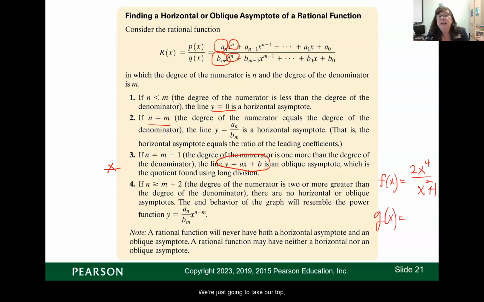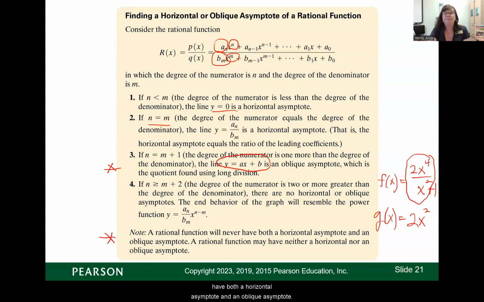We're just going to take our leading terms and divide them out. 2 divided by 1 is 2. x to the 4th divided by x squared is x squared. So your end behavior will be very much like the function 2x squared. And note, a rational function will never have both a horizontal asymptote and an oblique asymptote.